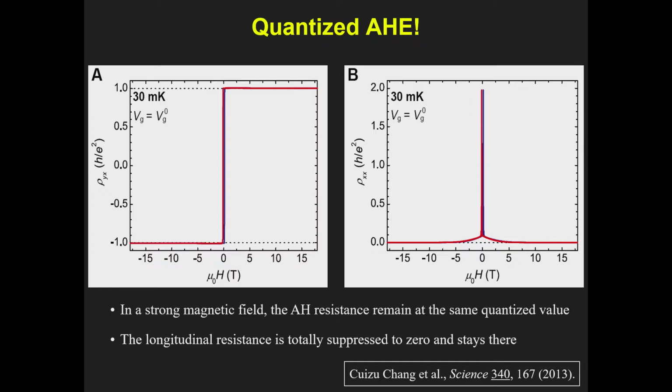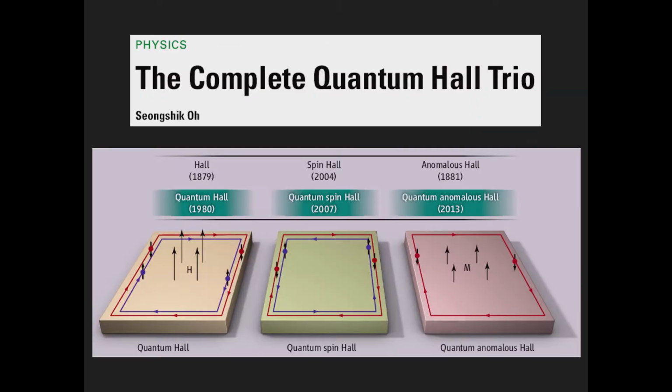So up to now, we have very strong evidence that the quantum anomalous Hall effect is indeed achieved, and later on it's confirmed by many other groups, like Professor Kang Wang mentioned.